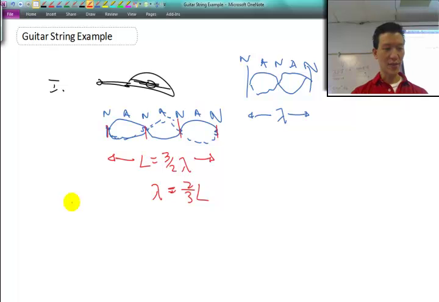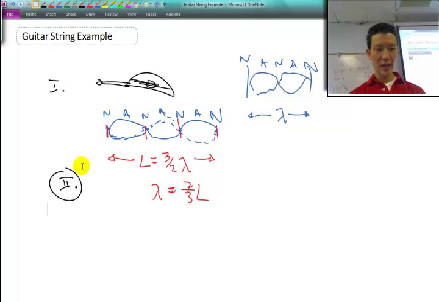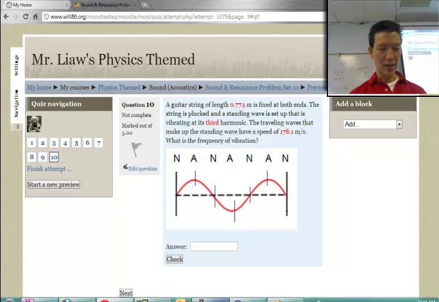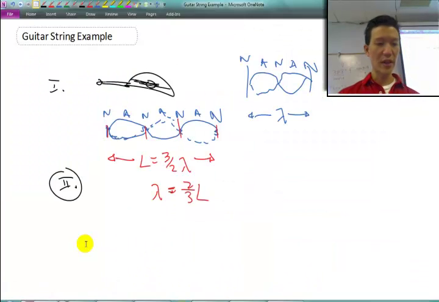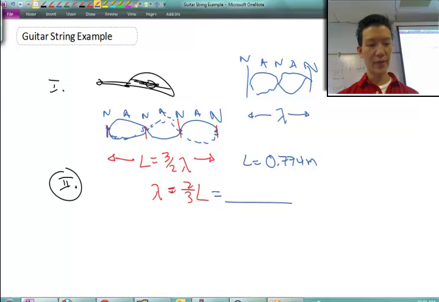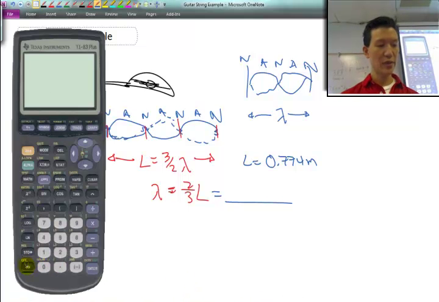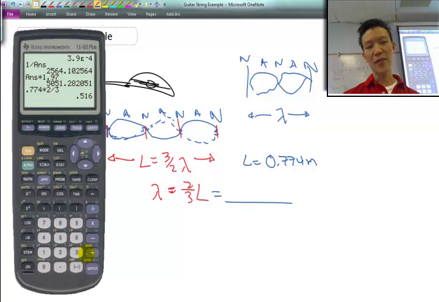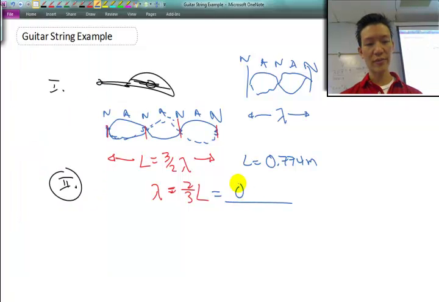Okay? Next, step 2, list all the what? Knowns and unknowns. So in this problem, the first number we're given is 0.774 meters, the length of the string. So right away we can find the wavelength, right? By taking 0.774 and multiplying that by 2/3, or dividing by 1.5, same thing. And it's 0.516 meters, okay?